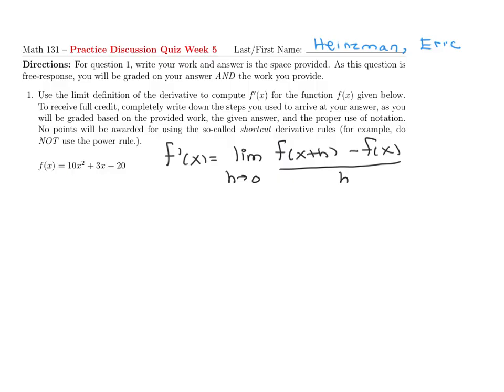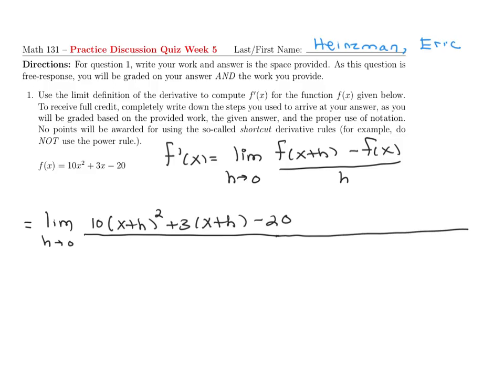What I'm going to do is take this equation and substitute in x plus h, subtract off the function itself, and then divide by h. So to start that process, we get the following. This is the limit as h goes to 0 of, in place of the function f of x, I'm going to substitute each x with an x plus h. That looks like the following: 10 times x plus h squared plus 3 times x plus h, then minus 20.